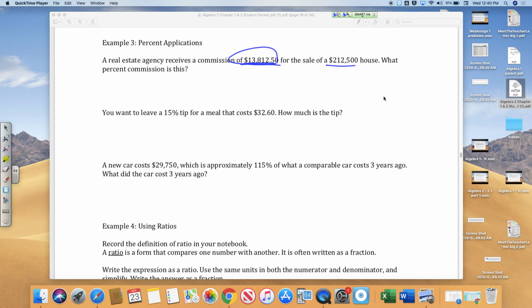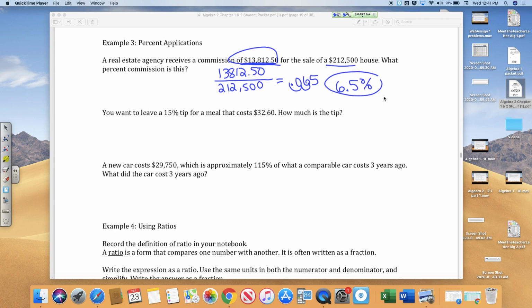Same thing here. We're going to take the part of the commission, the $13,812.50, and we're going to divide this by the total amount of the house. And when I do that, I'm going to be left with a decimal. When you divide, you get 0.065. Next, we're going to make this into a percent by moving the decimal 2 spots to the right, and this is 6.5%. So you basically give to the agency 6.5% of whatever your house sells for.